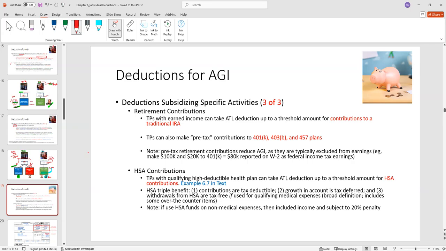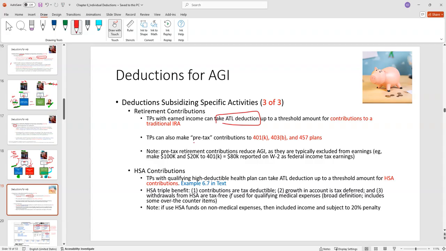Other items, right? Retirement contributions. So you can take an above the line deduction up to a threshold amount. It changes year over year, $6,000, $7,000, $8,000 to a traditional IRA, consistent with your contributions. A lot more complexities to this, but that's kind of how it works with a traditional IRA.